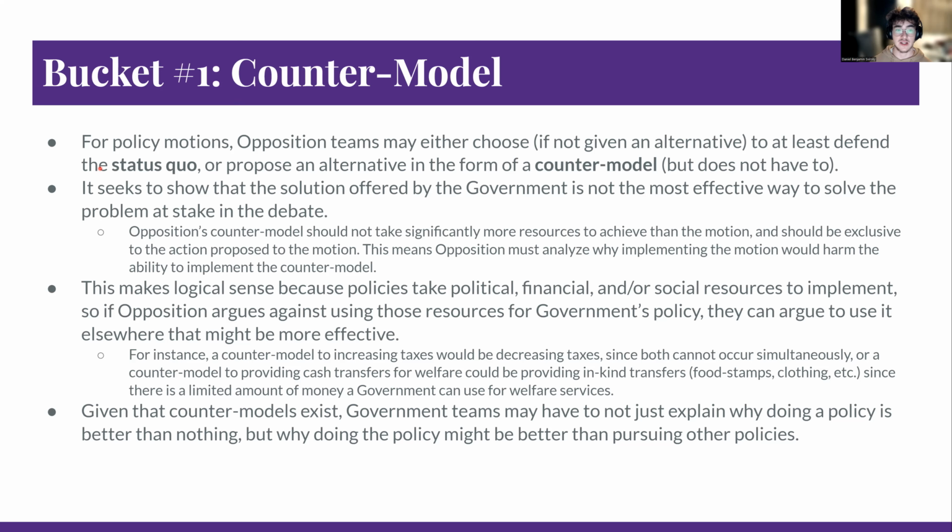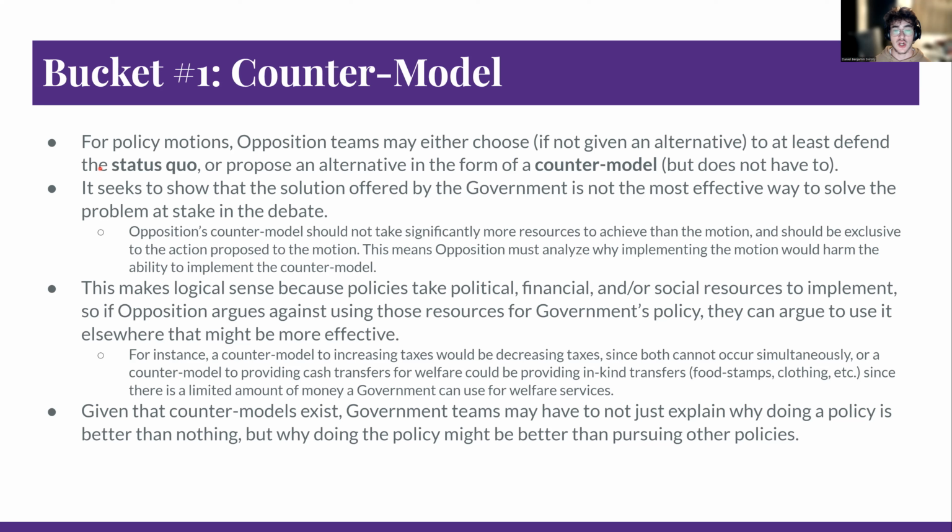So, not banning guns. Another thing they could do is they could bring up a proposed alternative, and this is known as a counter model. But again, they do not have to do this. Opposition does not have to do this. They have the option to do this. It seeks to show that the solution offered by the government is not the most effective way to solve the problem at stake in the debate.